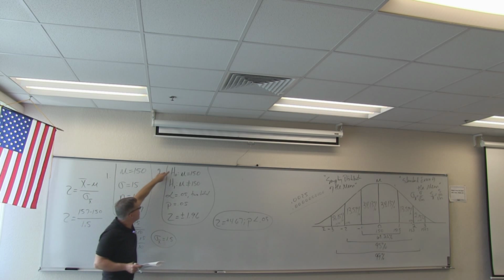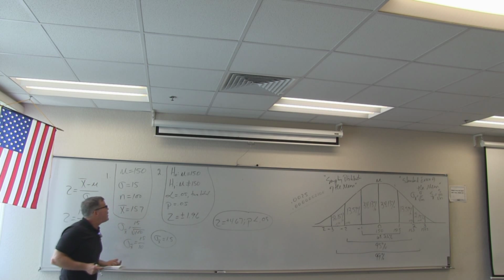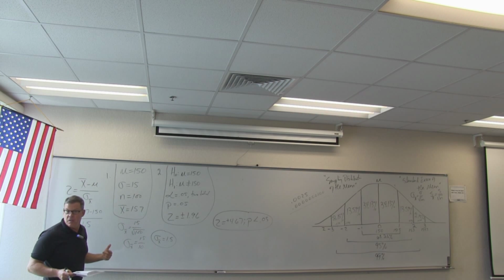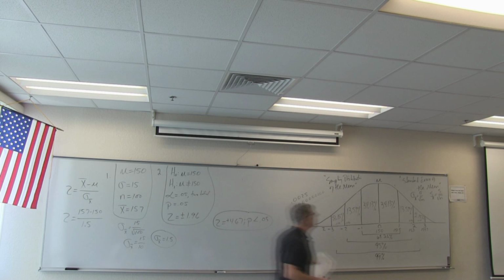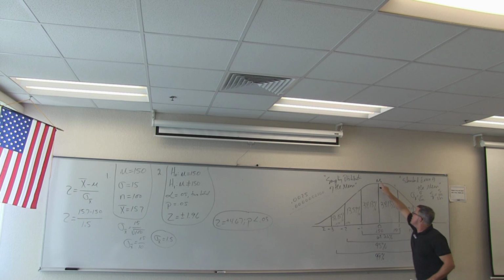I've rejected this statement, thereby accepting this statement, which states that the population mean may very well not be 150. It may be something else. It may, I'm not saying it is. It may be 157. What I really want you to get here is this idea of this statistically significant difference between mu and x bar, which in this case is 157. This distance is large enough to be deemed significantly different.